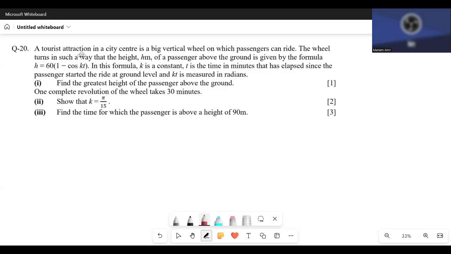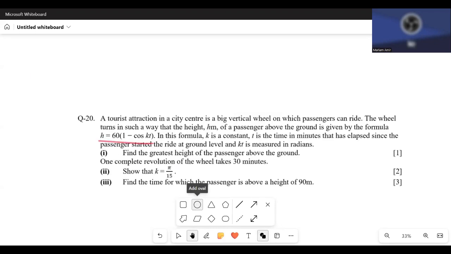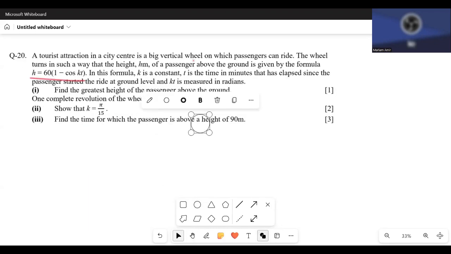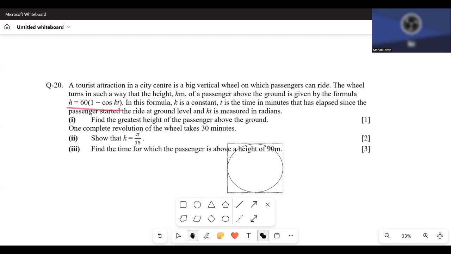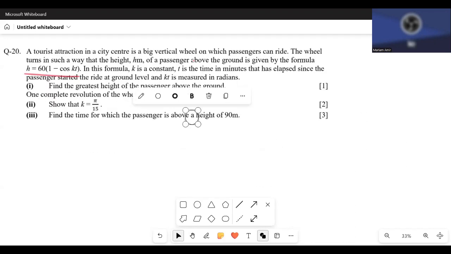This question says that a tourist attraction in a city center is a big vertical wheel on which passengers can ride. The wheel turns in such a way that the height h meters of a passenger above the ground is given by this formula. Okay, let me just draw a Ferris wheel. Let's say this is the Ferris wheel in question.